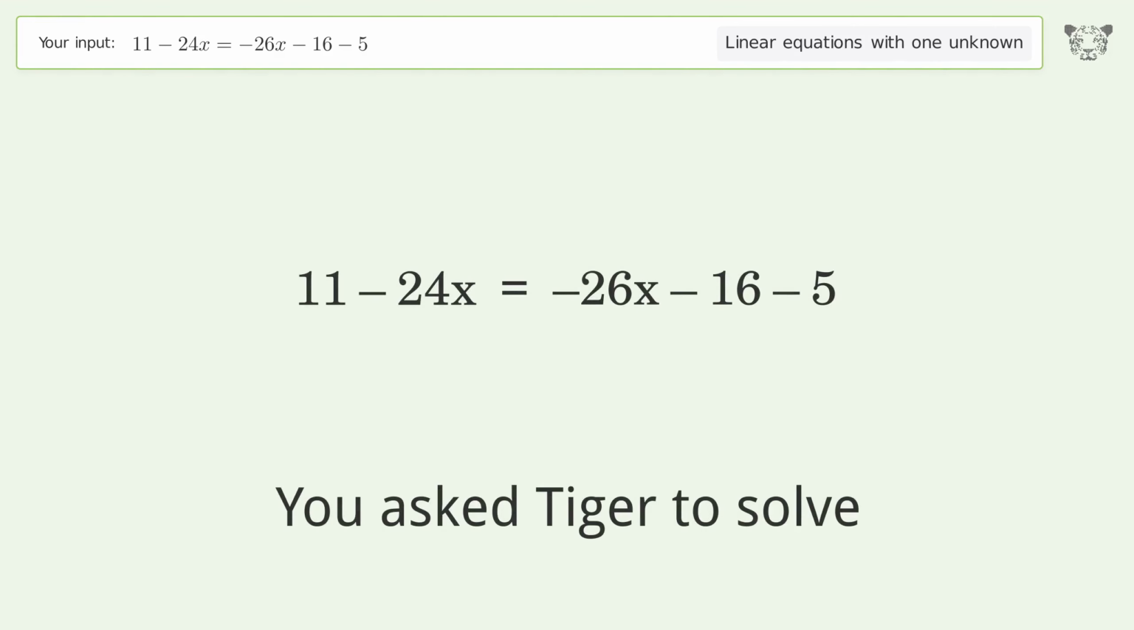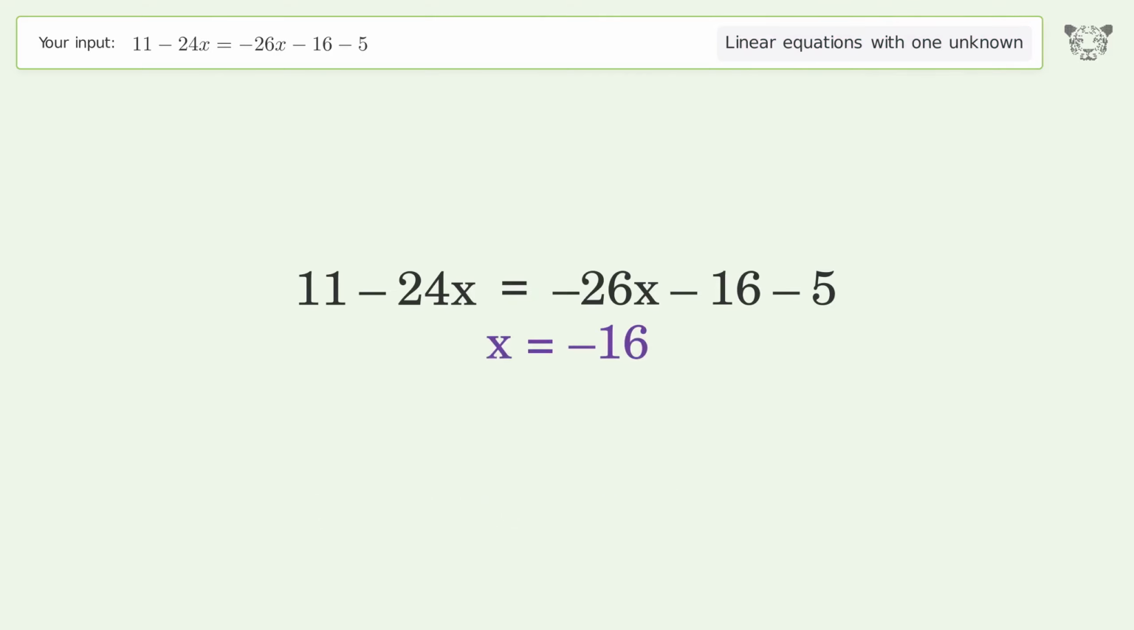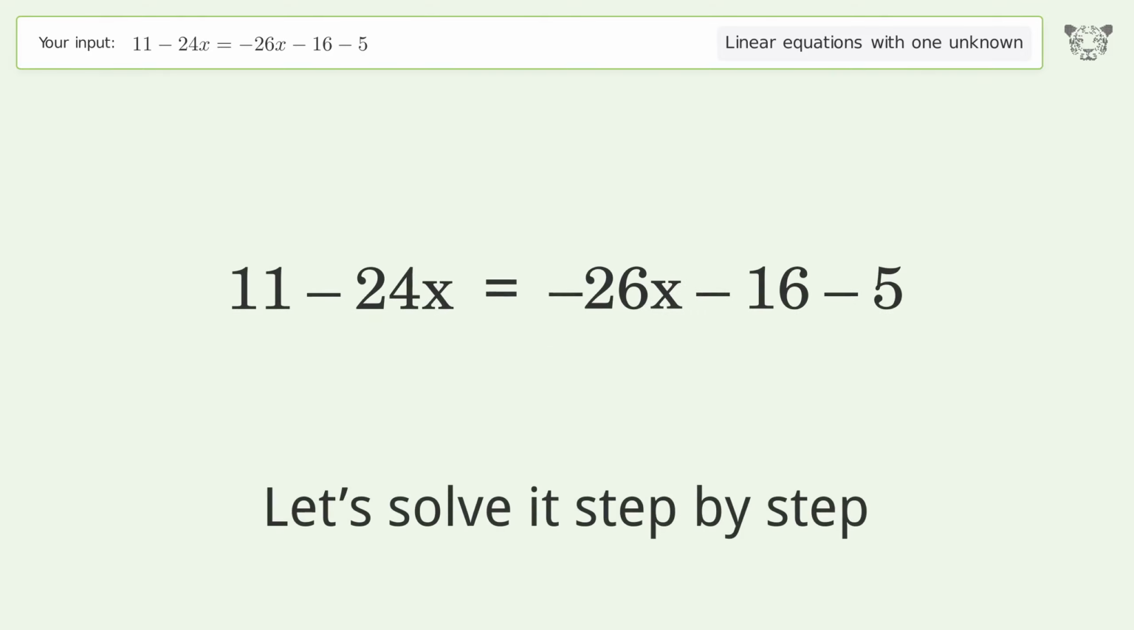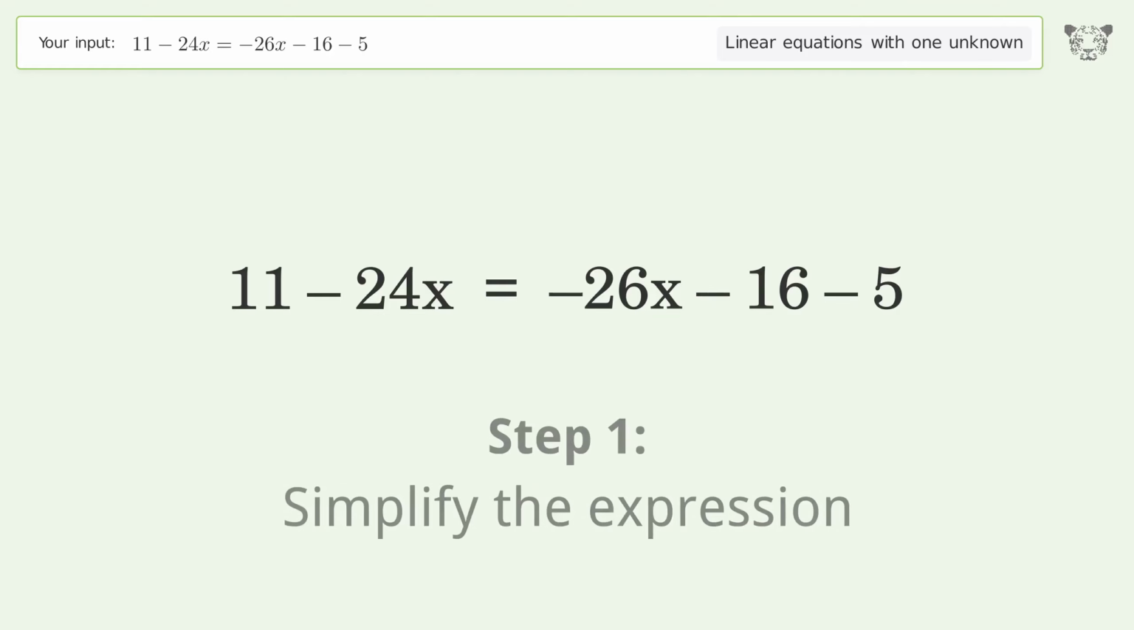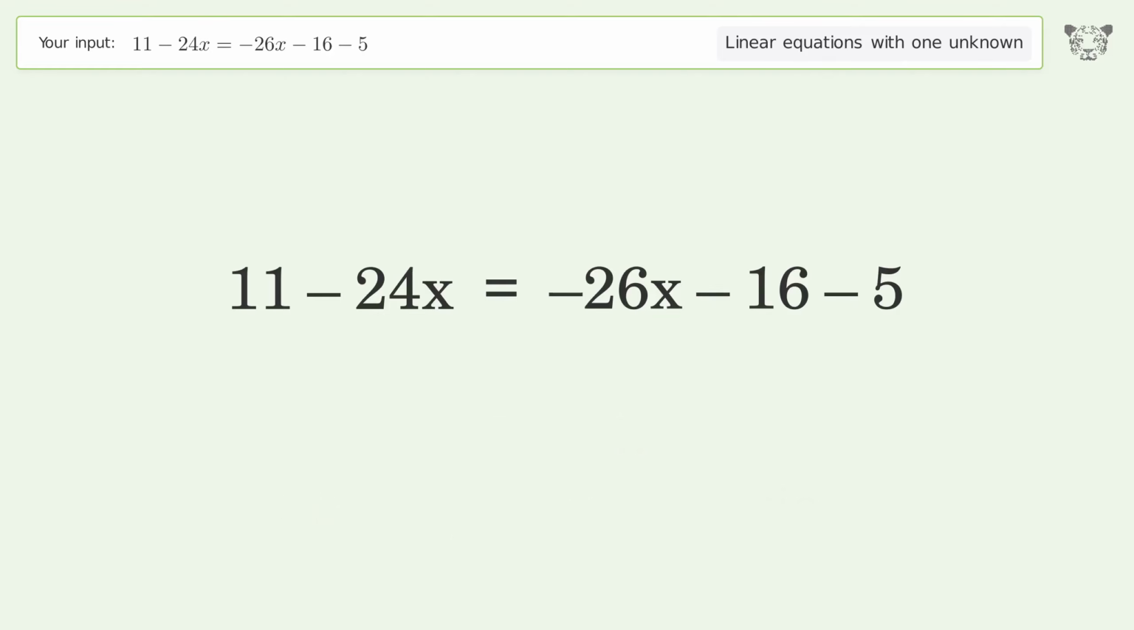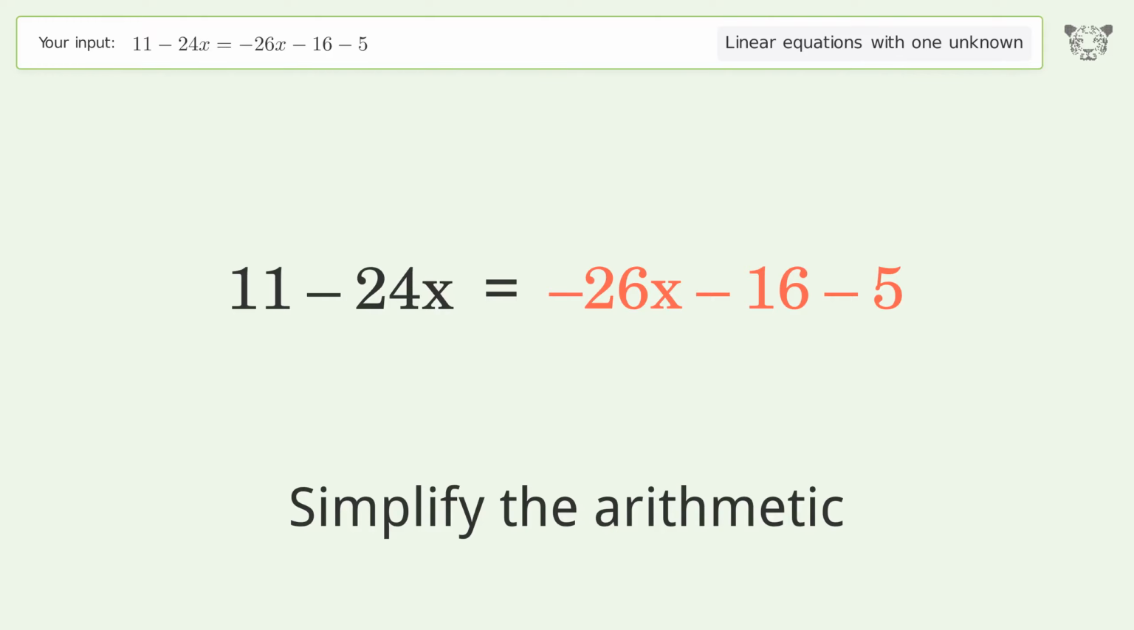You ask Tiger to solve. This deals with linear equations with one unknown. The final result is x equals -16. Let's solve it step by step. Simplify the expression. Simplify the arithmetic.